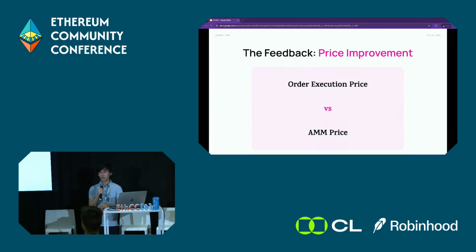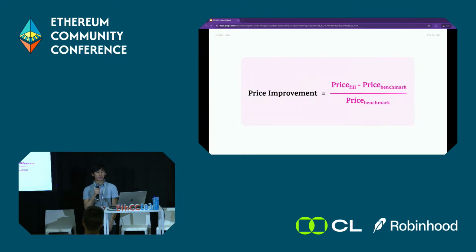Ideally, we'd like to reward our model based on price improvement, which is the difference between the auction's fill price and what the AMM price was at order submission. And this makes sense. If we choose to spend time and effort to run an auction, it better be better than the AMM. We can compute price improvement by comparing the actual execution price to a single benchmark, which is the on-chain AMM price at the time of order submission. And that's going to be our ground truth for measuring whether an auction actually outperforms a simple AMM swap.